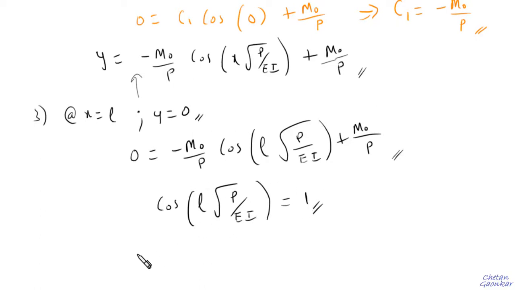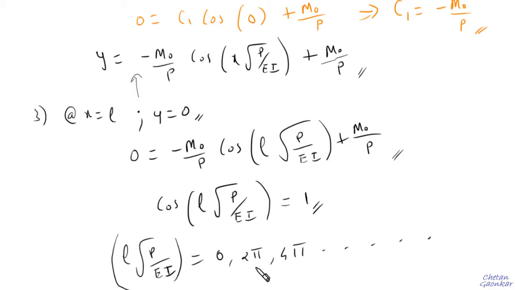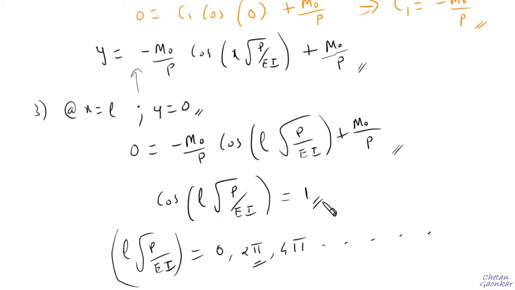Now this is true when the angle within the cos should be either equal to 0, or 2 pi, or 4 pi, and so on. Again taking the least non-zero value, from here we will get that L root of p by EI will be equal to 2 pi, which will imply that p turns out to be 4 pi square EI divided by L square.